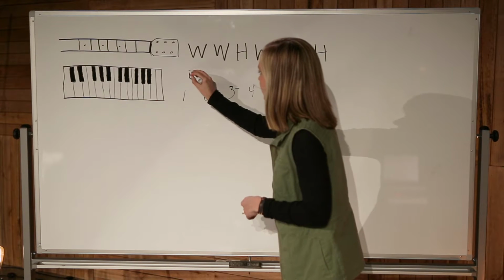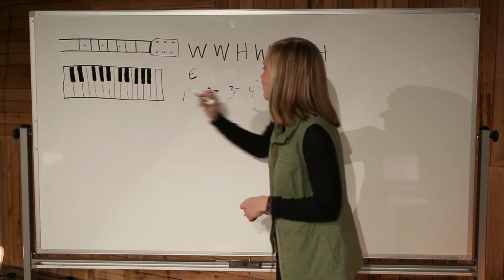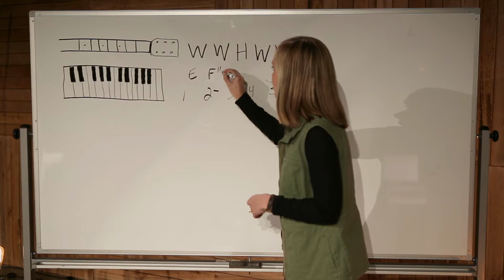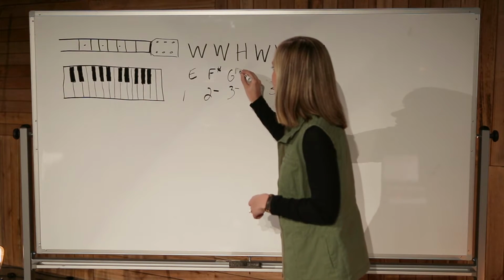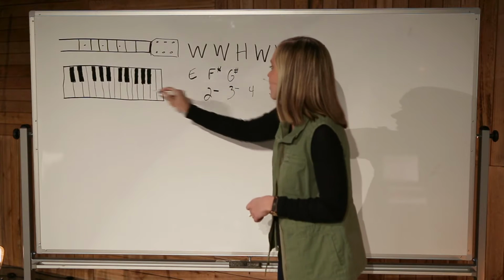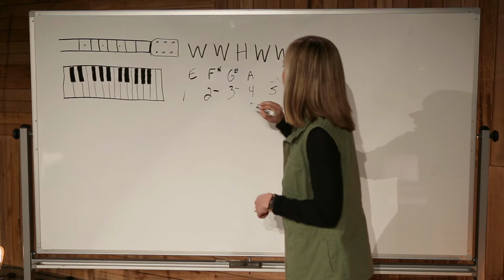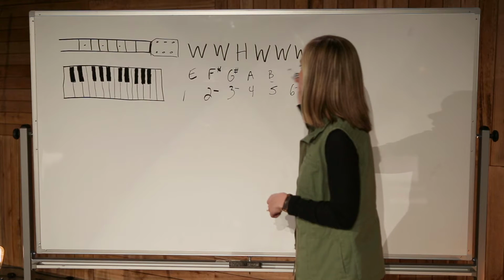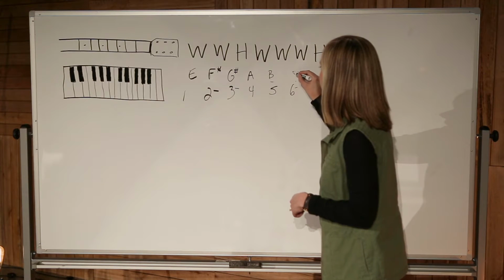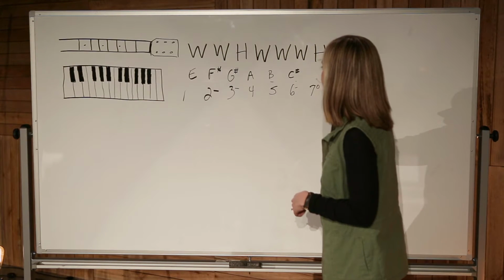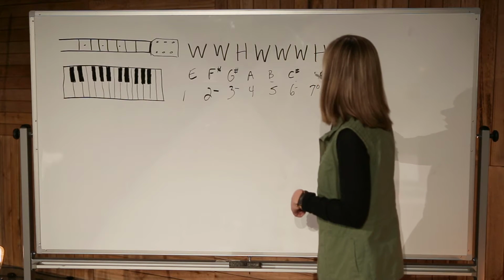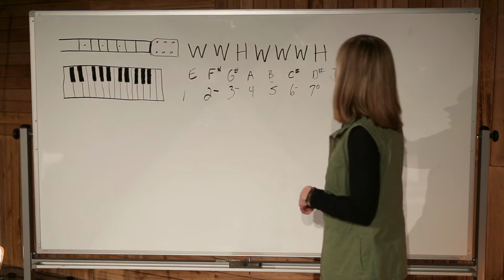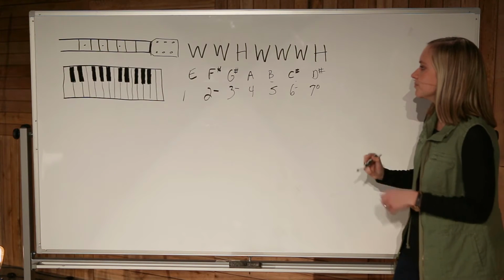We have E, right, and then a whole step, so we have F sharp. And then another whole step, we have G sharp. And then a half step, so we have A. And then another whole step, we have B. And then another whole step, we have C sharp. And then we will have another whole step, which will be D sharp. And then you'd land back on your first note, which is E.